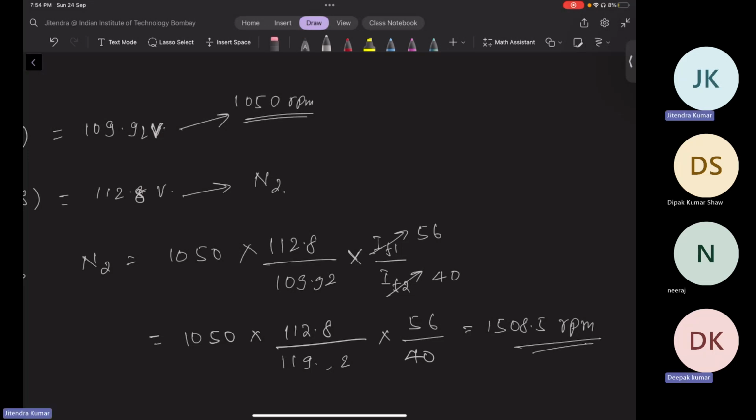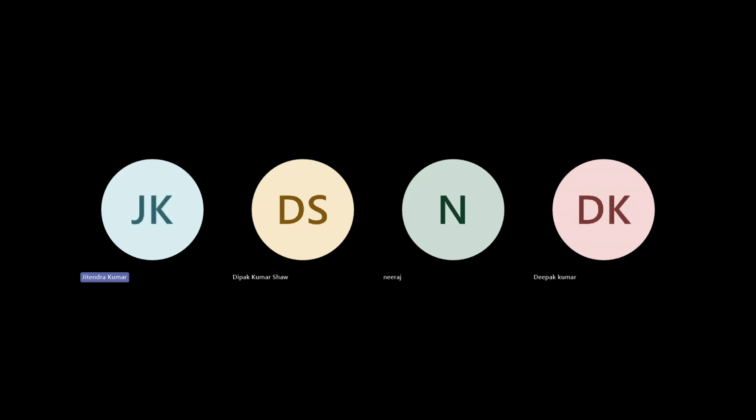Sir, if torque will increase, then will speed increase or decrease? If torque increases and you have applied constant input power, then your speed will decrease, because power should be constant. To maintain the same power, if you are increasing torque, your speed should decrease. And you are increasing torque means you are increasing current for the same power. Okay.